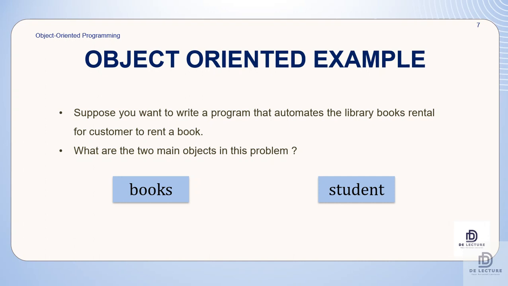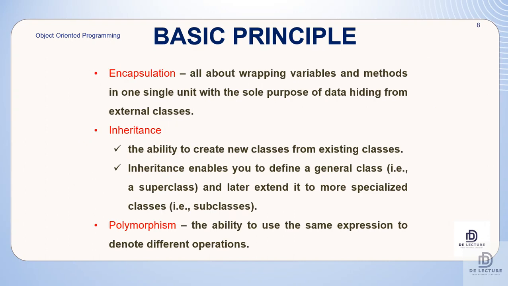So these are the main objects that have a physical existence in actual reality. That is why we call it object oriented programming. Remember that we talked about the three pillars of object oriented programming. In object oriented programming, we have three basic principles that you have to remember. The first one is encapsulation. The second one is inheritance. The third one is polymorphism.